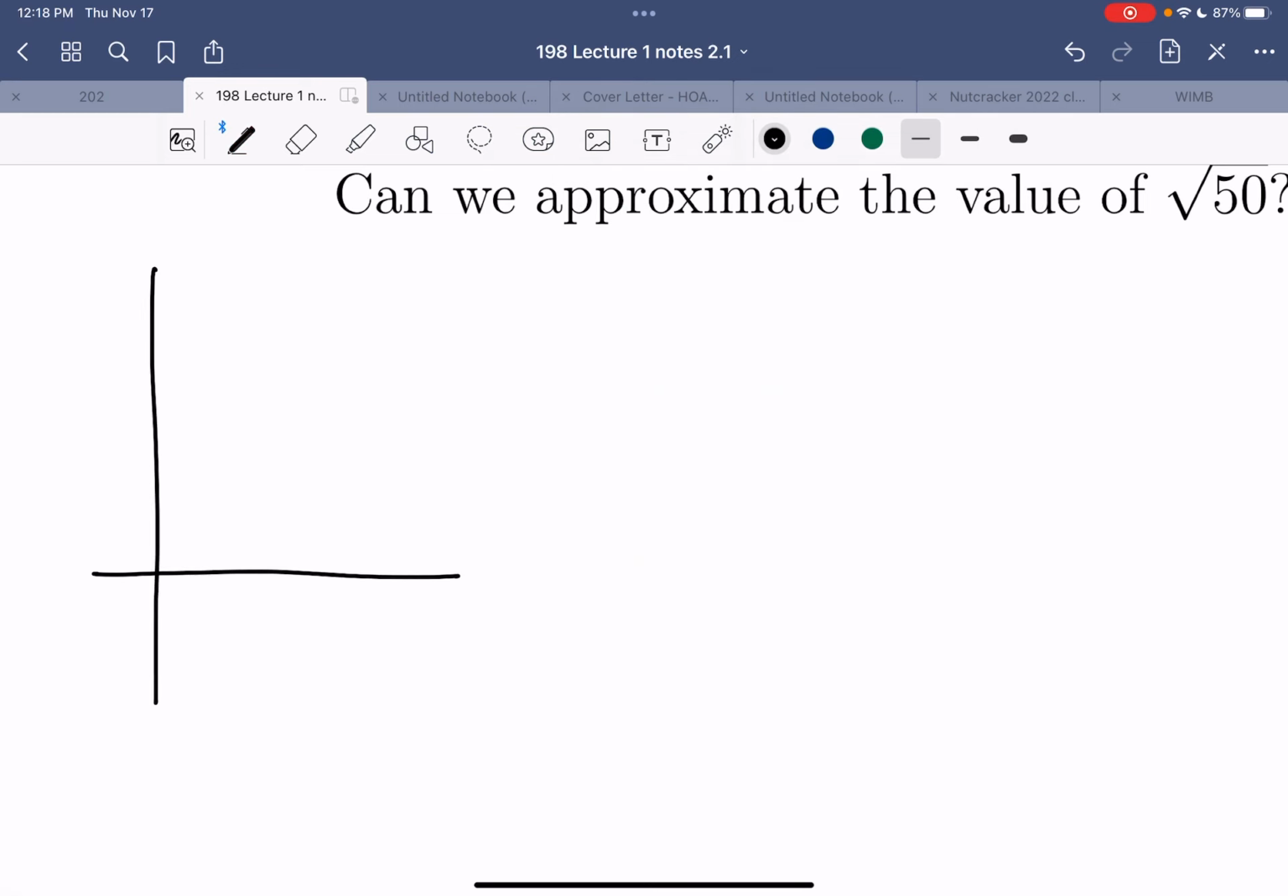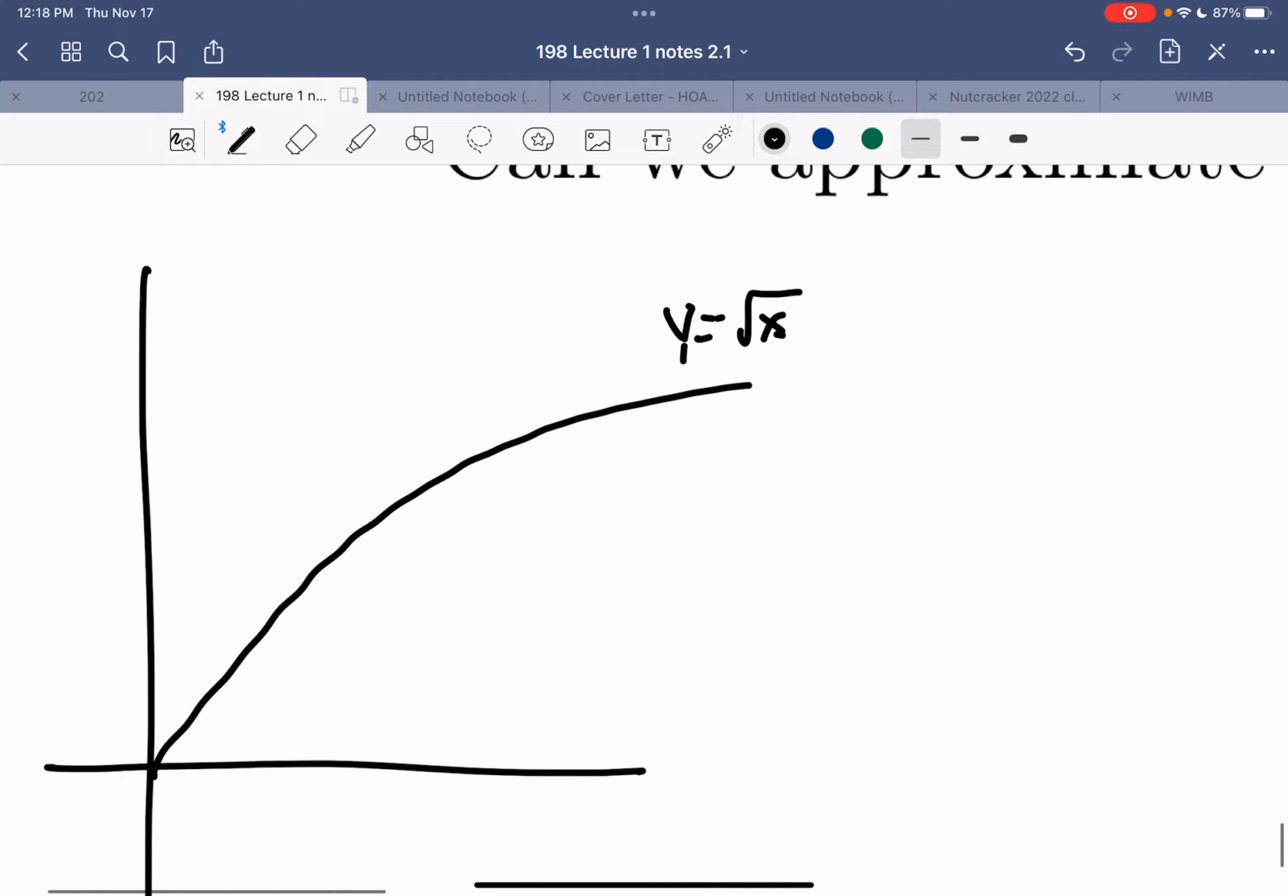So here's the graph of square root of x. Sorry about that. And we want to plug in the number 50. So I'm going to say, okay, let's pretend that 50 is right here. Now, here's the point that I want, okay? But I don't know what the corresponding y value is. So over here, the corresponding y value, we don't know, okay?